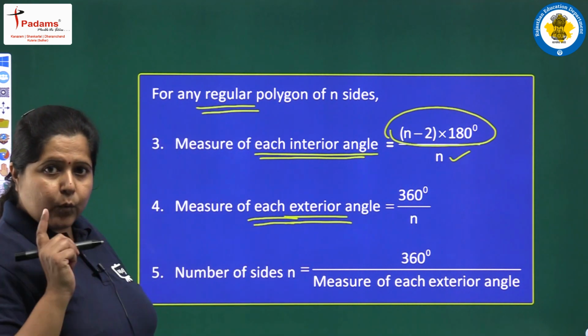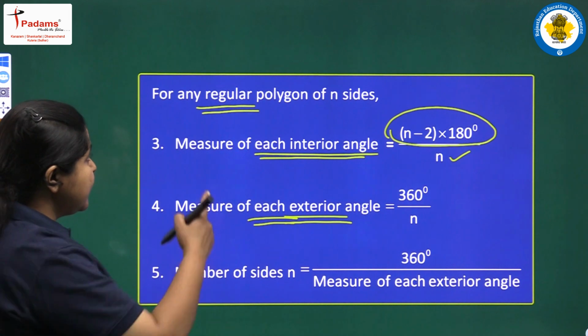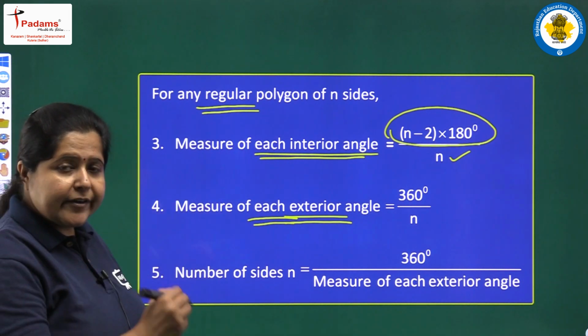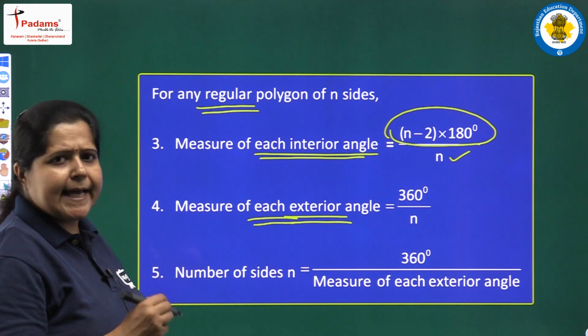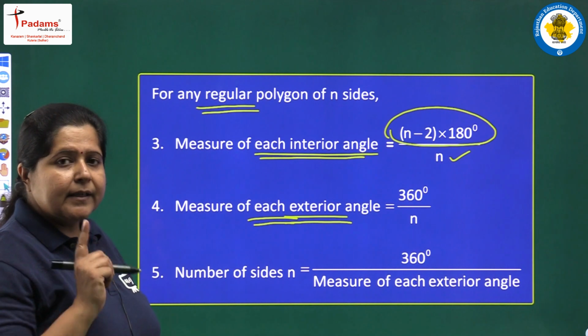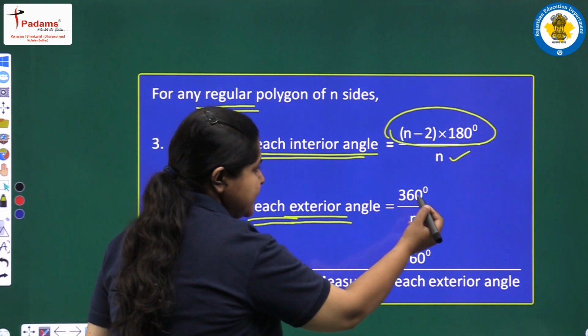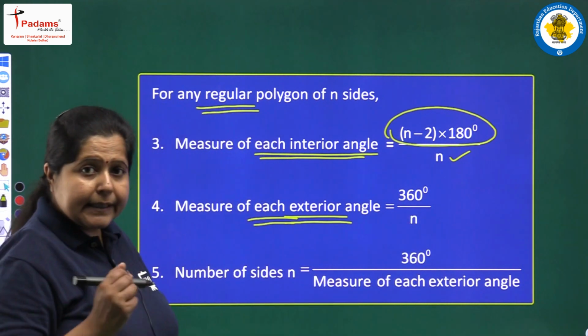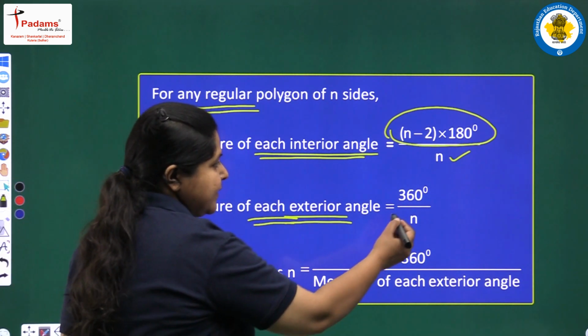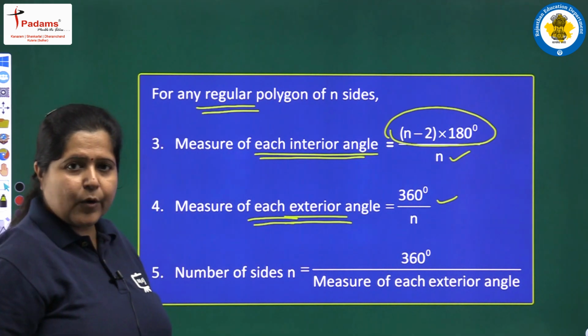Then we have the measure of each exterior angle. Each means one exterior angle in the case of a regular polygon. We know that the number of exterior angles will be equal to the number of sides in a polygon, and to find one single exterior angle, we will have to divide this 360 degree by the number of sides n, because their sum is equal to 360 degree. We just learnt it just now.